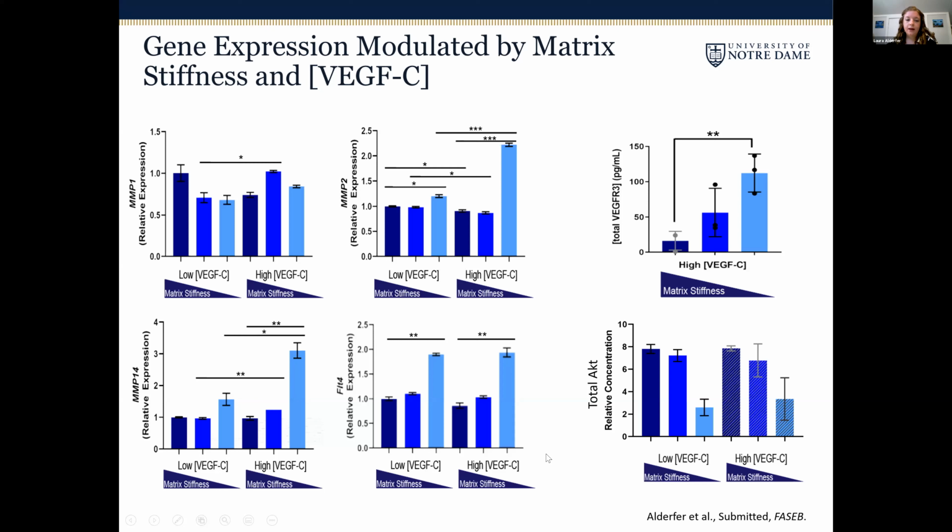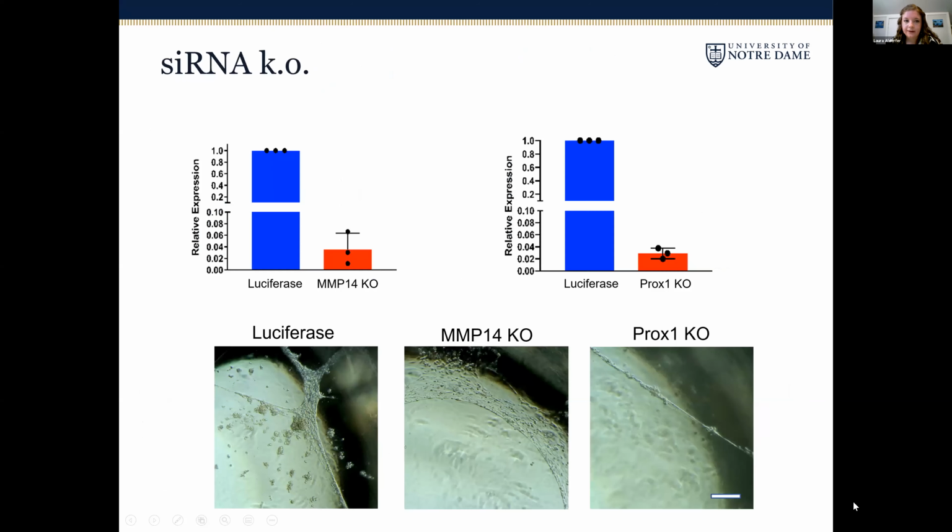And so we know that just by altering the environment, we can tune the genetic expression of our cells in hopes to create the system that we want. And then this is also the protein, but I'll quickly go through to the next. Then we also knocked out MMP14, since we know that's important based on the previous slides. And we can see as well when we knock out PROX1 that in both of these cases, you might have some alignment, but it's not the branching that we've seen before. And in the luciferase control, you can see some differences.